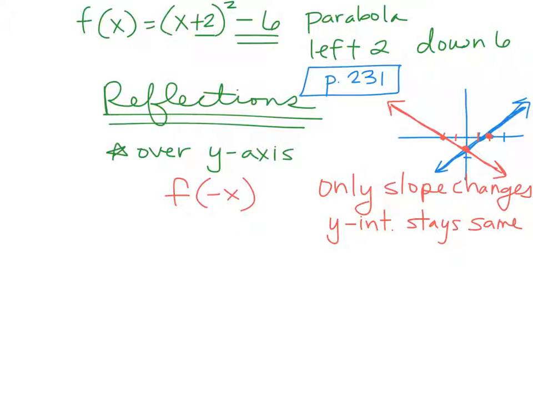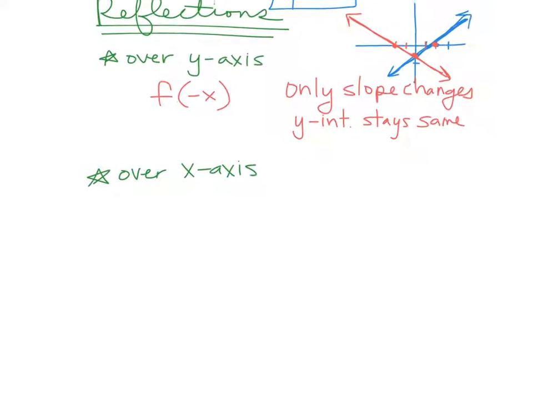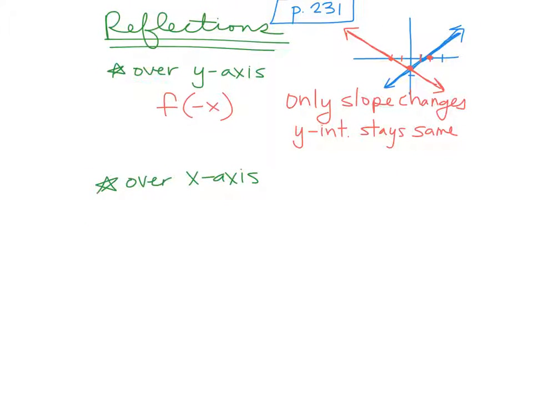Okay, so your x is changing, your slope is different, but your y-intercept stays the same. So it's f of negative x. Okay, if we reflect over the x-axis instead, I'm going to draw you a graph of that same line. So we had (-1, 0), or (0, -1), and we had (2, 0), which gave us this graph.